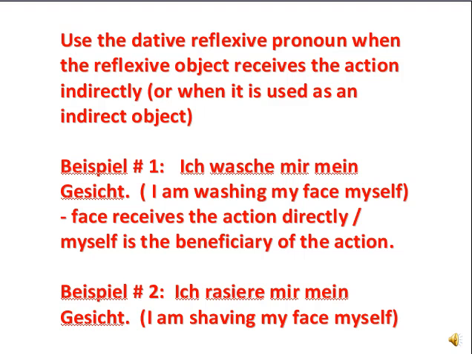Another way to think about this: if you see a noun in a sentence, then it's a good bet that the reflexive pronoun is going to be in the indirect object case. And you only have to change it if it's the first or second person singular, mich or mir, dich or dir.